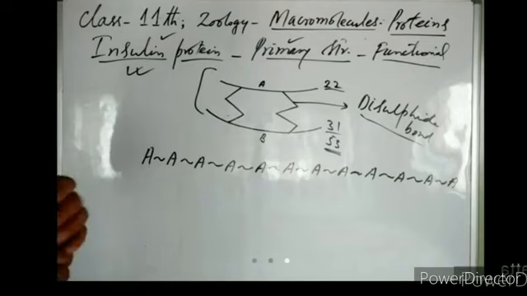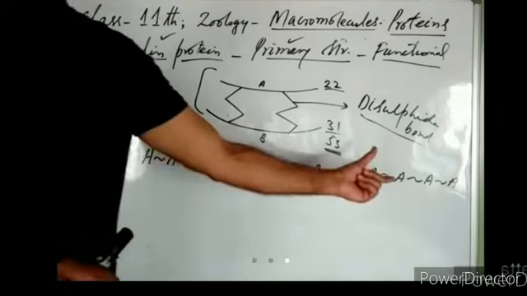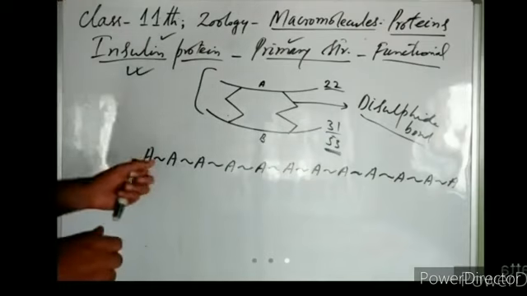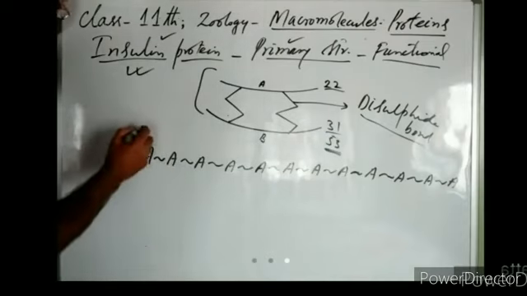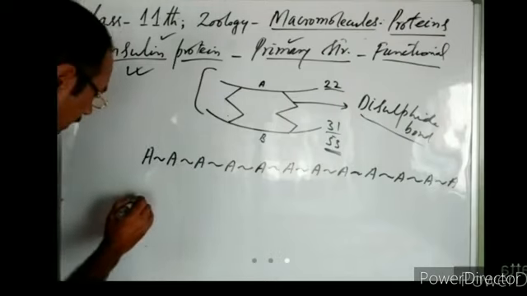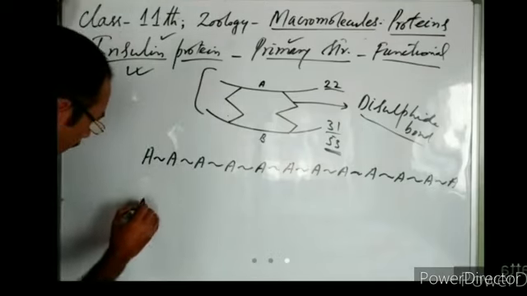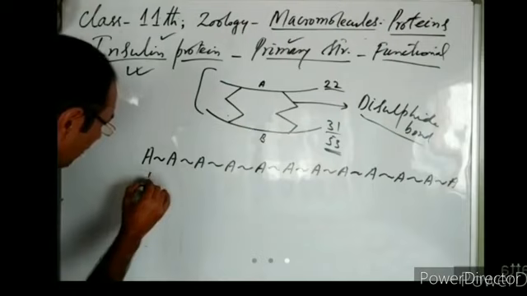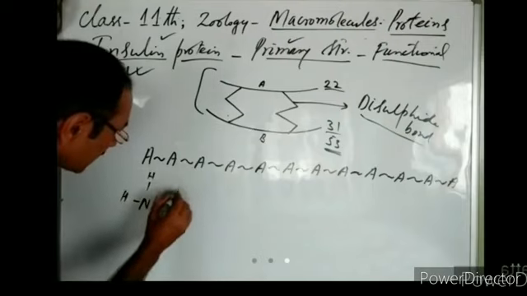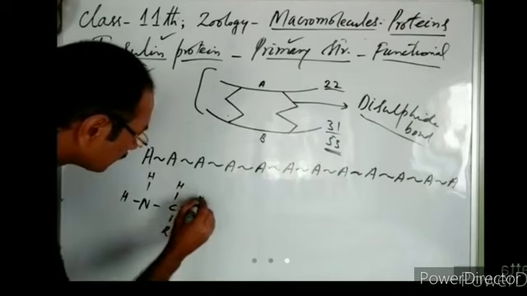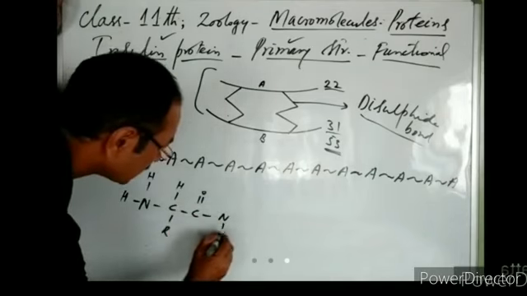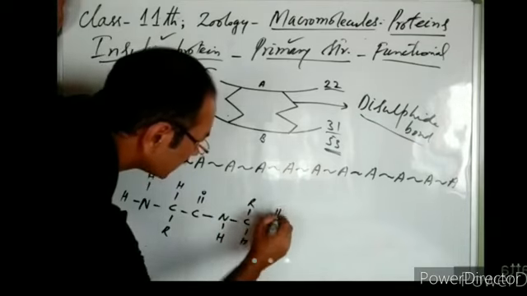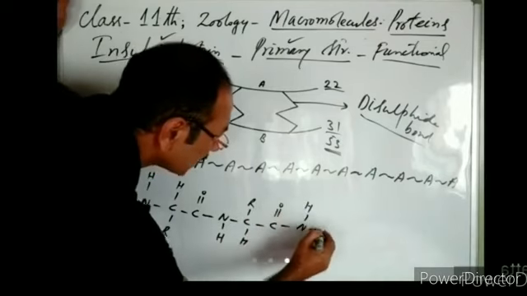This linear polypeptide chain has an N terminus and a C terminus. I think you do not know what the N terminus and C terminus are. The N terminus is the side of the polypeptide chain which has the amino group on it. This is the general formula of an amino acid, as you may be remembering. This is one amino acid linked with another amino acid. So in this way, it forms a polypeptide chain.